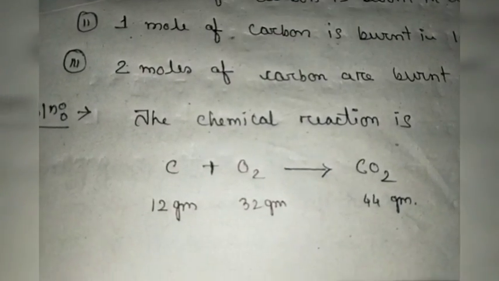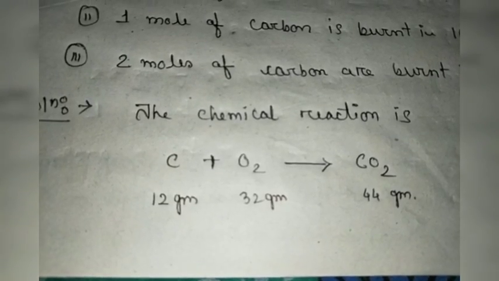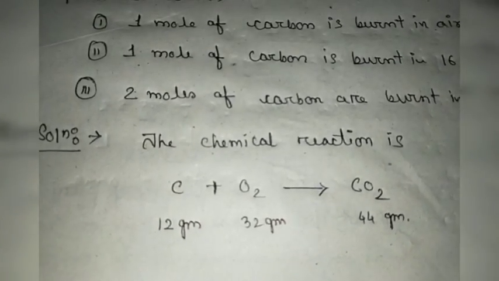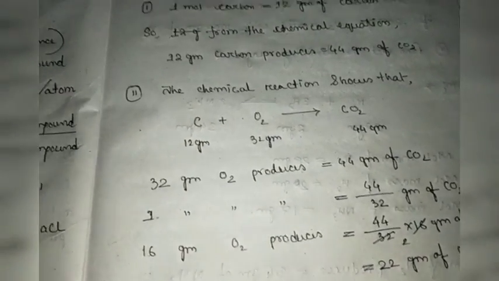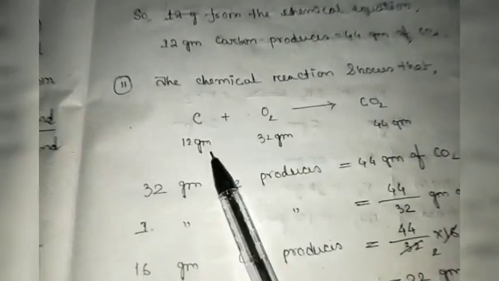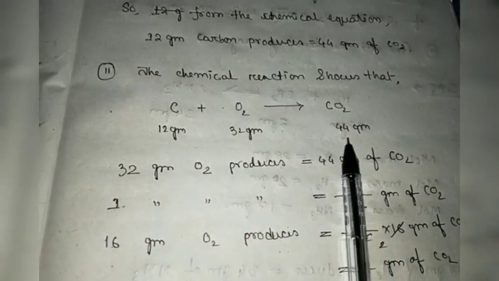Okay, we have found that 32 gram of oxygen reacts to form 44 gram of carbon dioxide. That means, according to the unitary method, 12 gram of carbon reacts with 32 gram of oxygen to produce 44 gram of carbon dioxide.